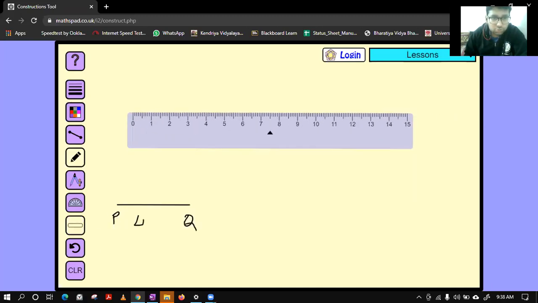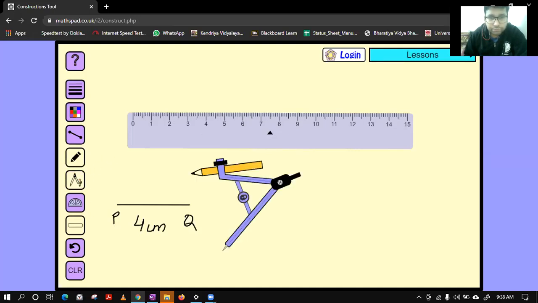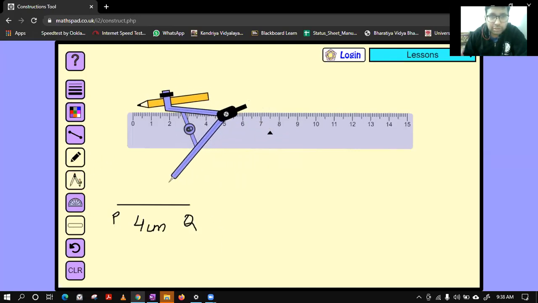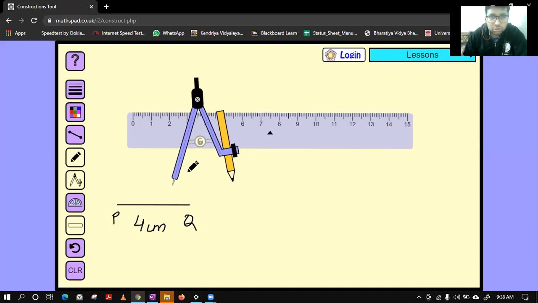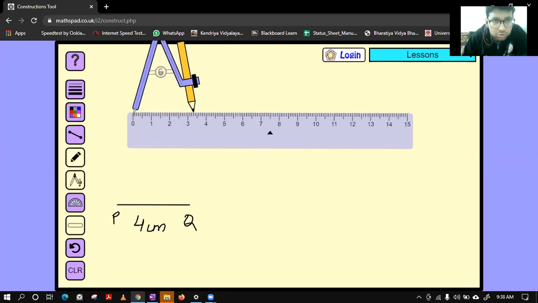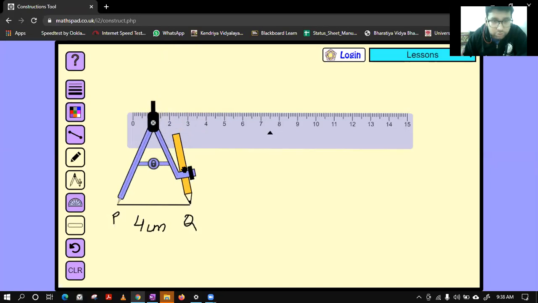Okay, this is 4. PR is also 4. So there are two ways to measure PR. Either you take an arc using the scale or use the compass. Both are correct. So keeping on 0 and opening till 4, locking the compass, we can take the arc of 4 centimeter.